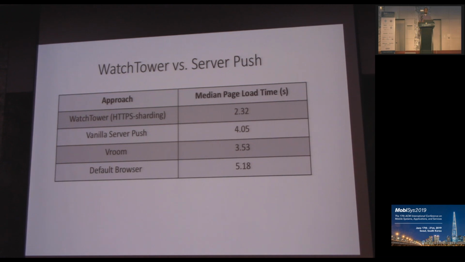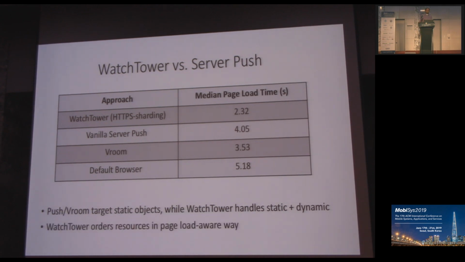And there's 2 reasons for this. So first, both push systems can only push static resources, whereas WatchTower is able to accelerate the fetches for both static and dynamically constructed URLs. And second, WatchTower streams objects to clients in the order that they would naturally request them in based on current network latencies. And so it's able to avoid some of the potential bandwidth contention that server push systems can experience.